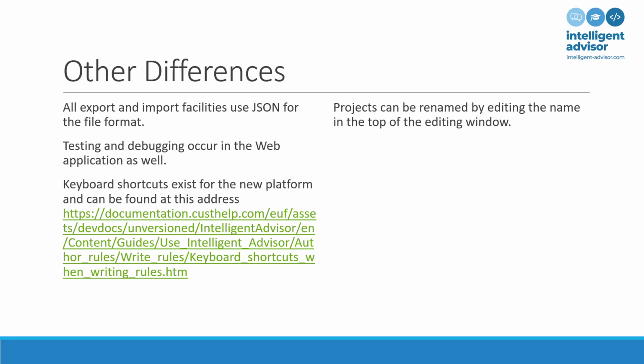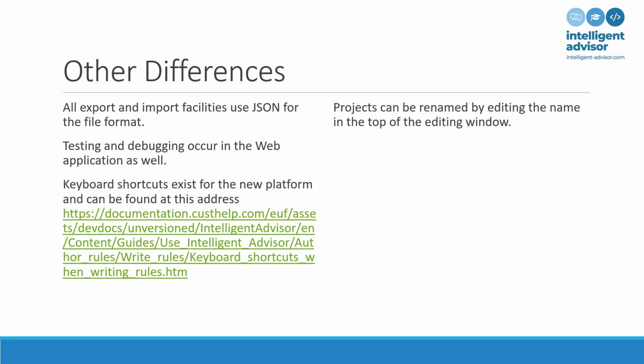Other big-time differences that are, in a way, necessities of the web environment. All export and import facilities use JSON for the file format. So you can export and import projects, but they will be in JSON format. Notice the second point. This is perhaps obvious, but worth restating. Testing and debugging will occur in the web application as well.